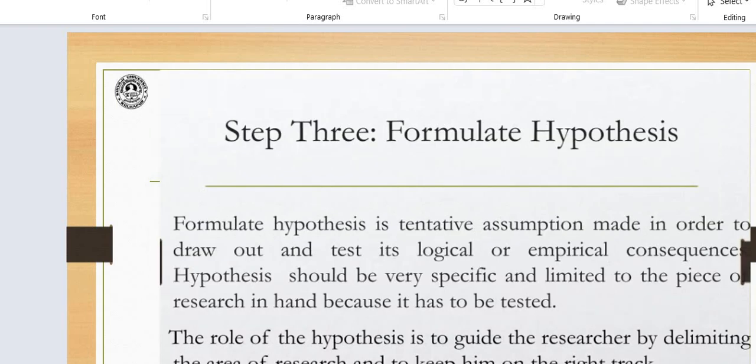Step 3, formulating the hypothesis. The hypothesis is a tentative assumption made in order to draw out and test its logical and empirical consequences. A hypothesis should be very specific and limited to the piece of research in hand because it has to be tested. The role of the hypothesis is to guide the researcher by delimiting the area of research and to keep him on the right track.